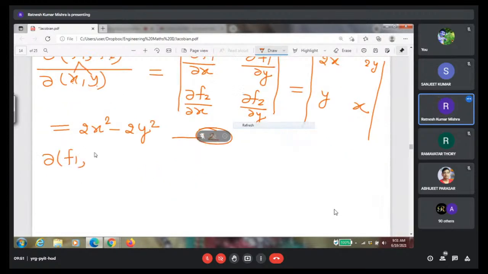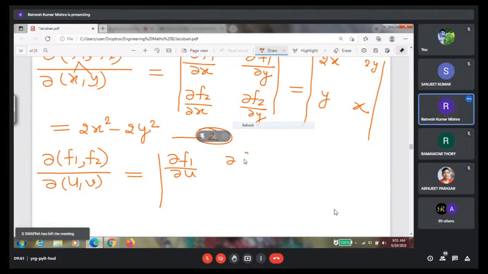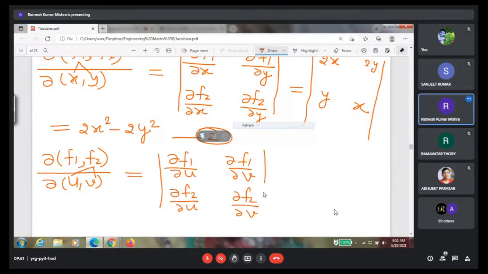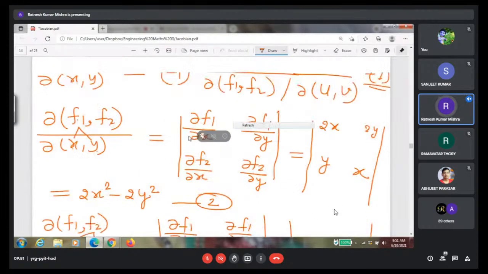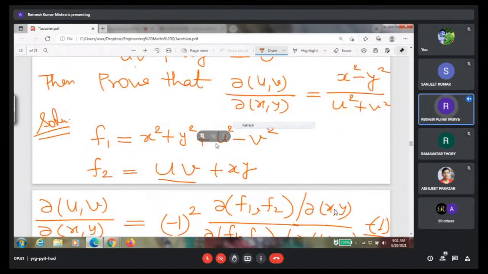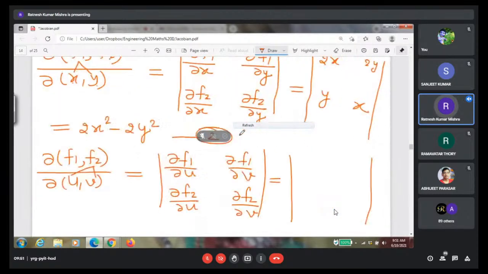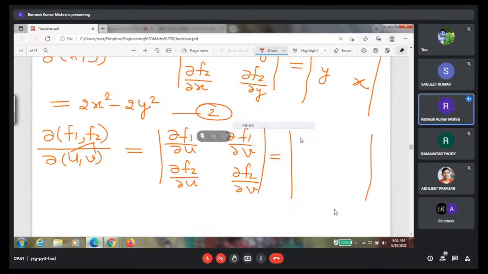Jacobian of f1 f2 with respect to u v. So differentiate f1 with respect to u and v. Differentiate f2 with respect to u and v. So differentiation of f1 with respect to u and v. So this is 2u and with respect to v minus 2v. 2u minus.